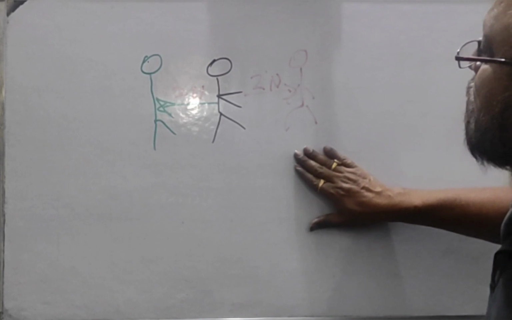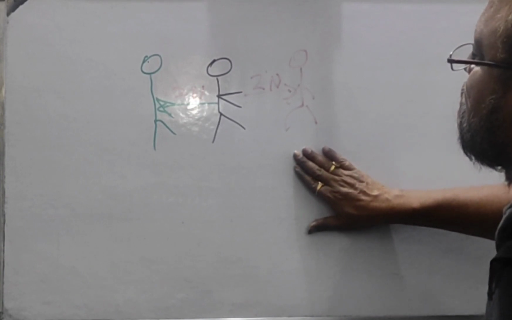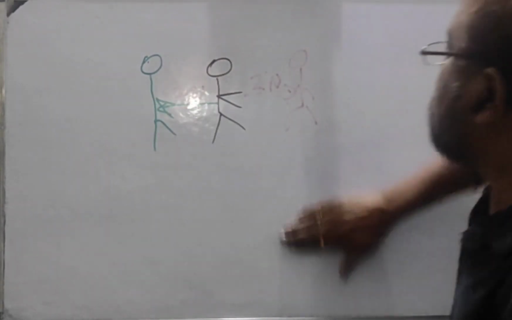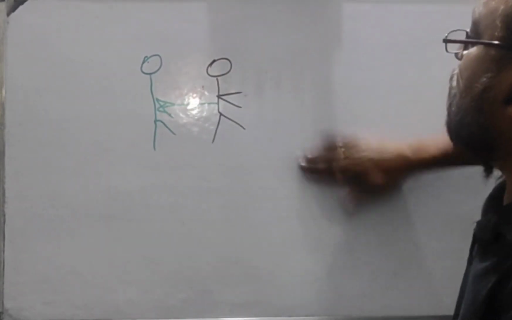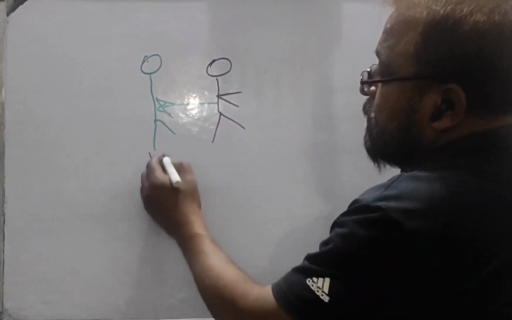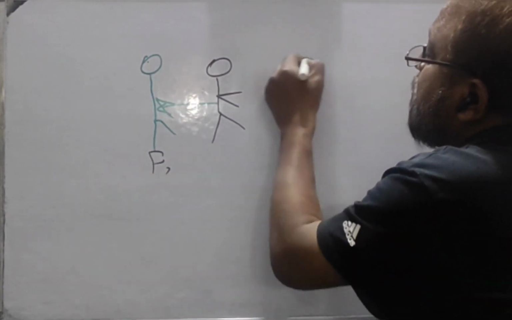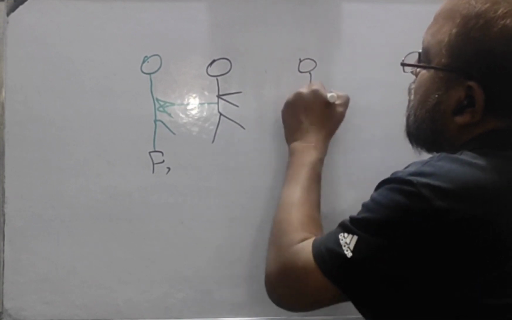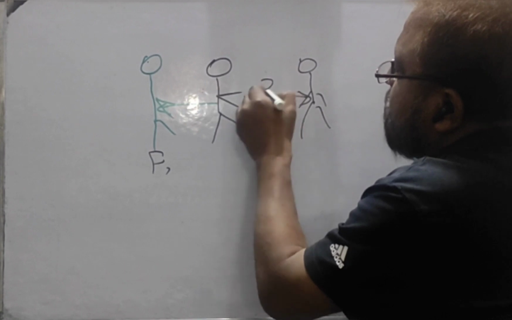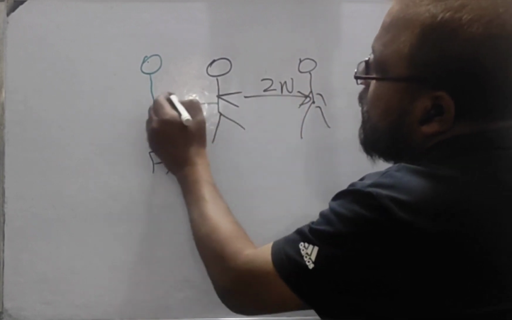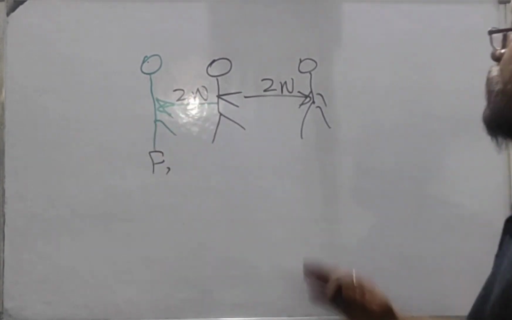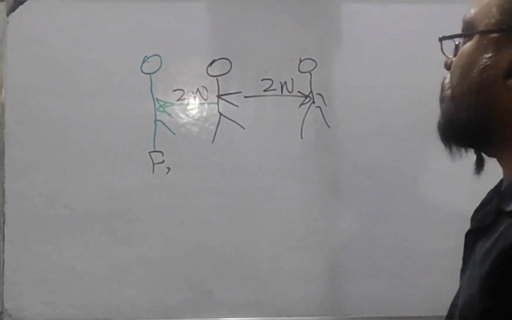This red color marker? Okay. This is the one friend. This is the other friend. It is pulling you towards this side with the force of 2 Newton, and here it is stretching you towards the other side with the force of 2 Newton. So what will be the change in your position?